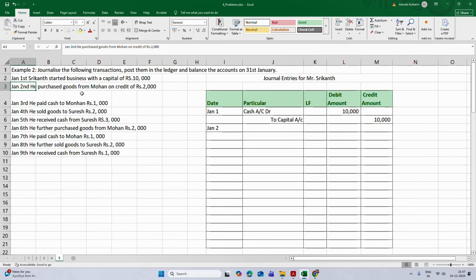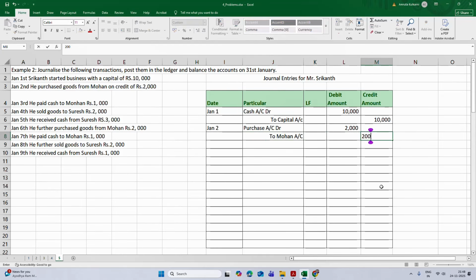Now on Jan 2, he purchased goods from Mohan on credit worth rupees 2,000. So initially this is a purchase transaction. So purchase account is debited for rupees 2,000 and this amount he has to return to Mohan. So to Mohan account credited 2,000.